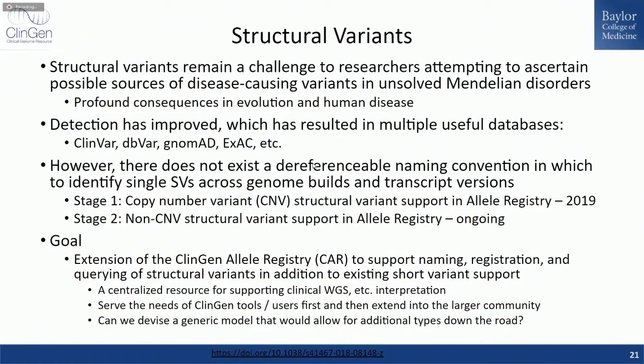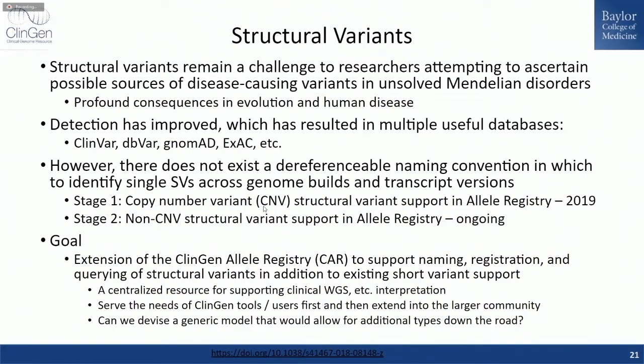So these do pose some challenges, especially in terms of computation, let alone the actual mechanisms that do detect these. So detections improve, which results in multiple useful databases. And so what we've been exploring so far is ClinVar, dbVar, gnomAD, and NextGen. But nothing exists right now that's a dereferenceable naming convention in which to identify these single structural variants across genome builds and transcript versions, in the same way that we attempt to do for the small changes that we've seen represented by CAIDs.